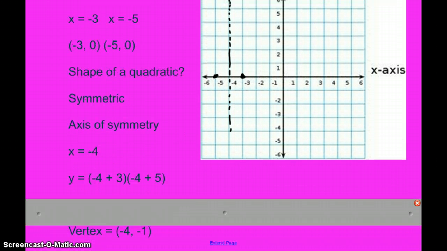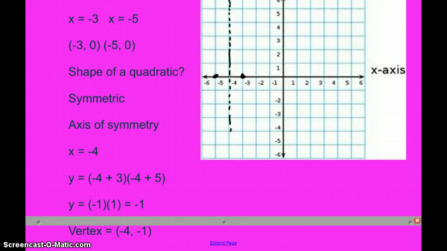Well, by finding x equals -4 as the axis of symmetry, we know our vertex must be on that line. So if I want to find the y value on that line, I plug -4 in for x, and I do -4 plus 3 times -4 plus 5, and that gives me y is -1. So that means my vertex is located at the point -4, -1.